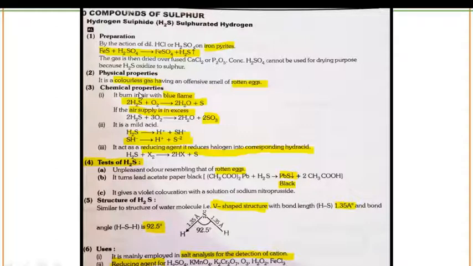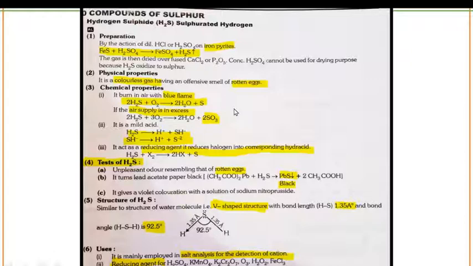Number 1 is when it burns in air with a blue flame. As you can see, 2H2S plus O2 will form 2H2O and 2S. If the supply of air is in excess amount, then SO2 will form, further oxidation will take place. This H2S behaves as a mild acid and its acidity lies between 4 to 6 pH.